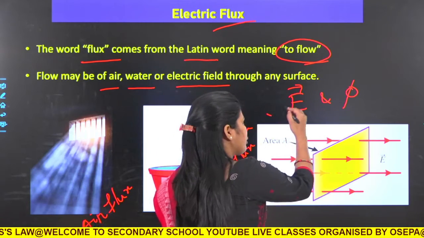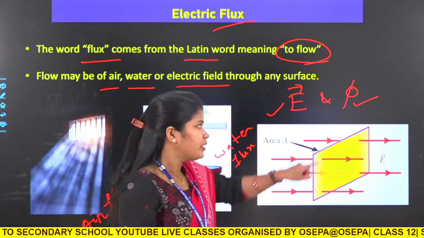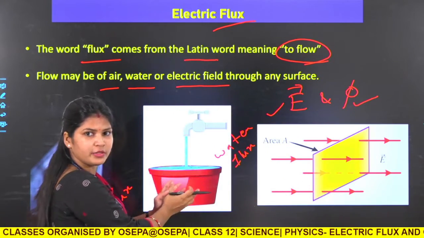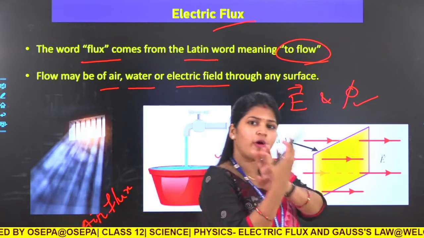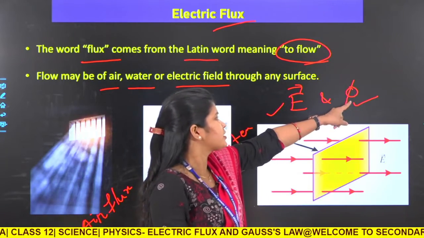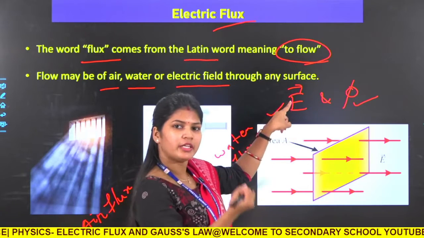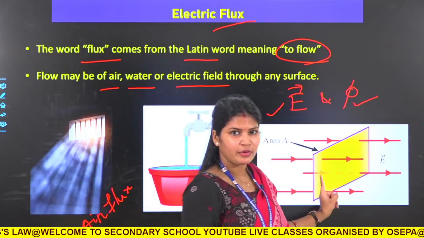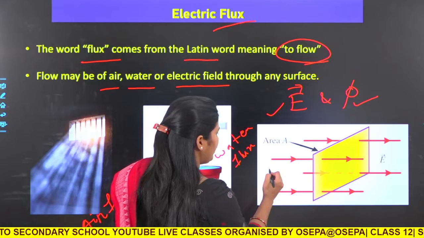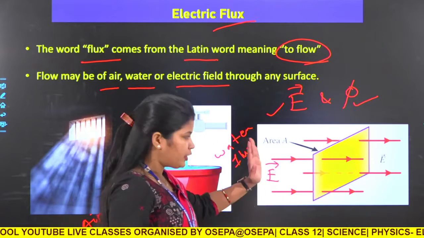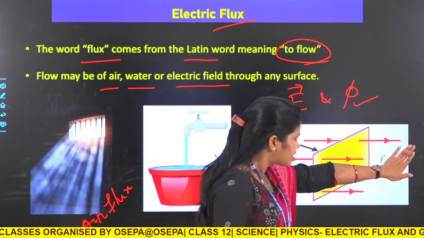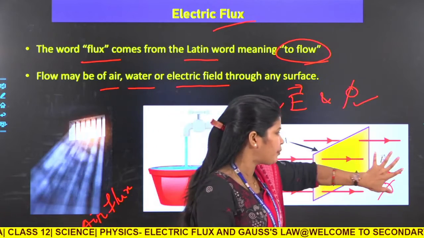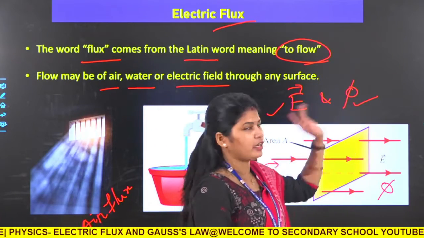Remember this, electric field and flux, these two are different quantities. This is a vector quantity, this is a scalar quantity. Why? Because we are saying how much water is collected, that means it represents a quantity. So electric flux is defined as the quantity of electric field linked to one area. This is the electric field, but when it passes through the area, that is called electric flux. So that quantity represents electric flux, that's why it is a scalar quantity.